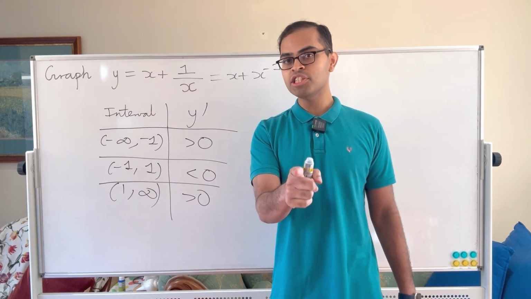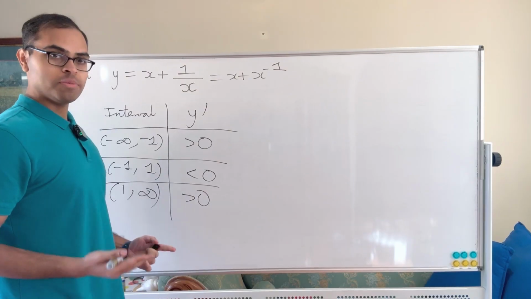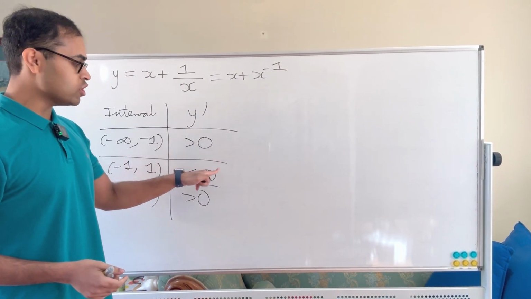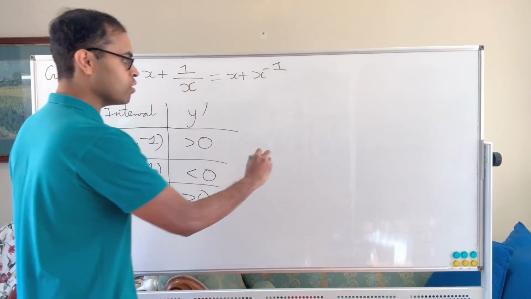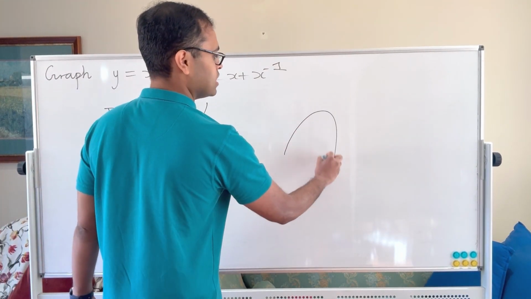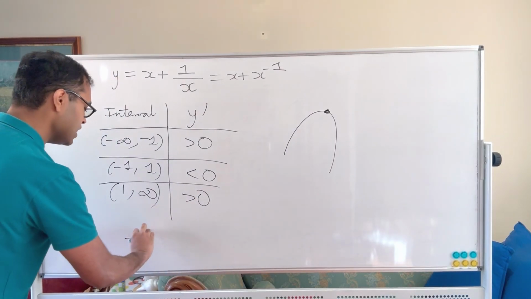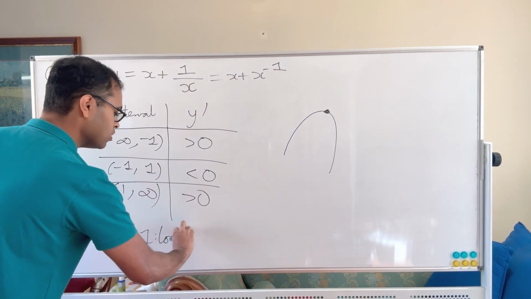We're going to now graph the function, and I'm going to show you a special surprise. So you observe that at minus 1, your derivative is going to change sign from positive to negative. So your function is going to go from increasing to decreasing. So your minus 1 is going to be a local max. Okay, so we can write that down here. Minus 1 is going to be a local max.